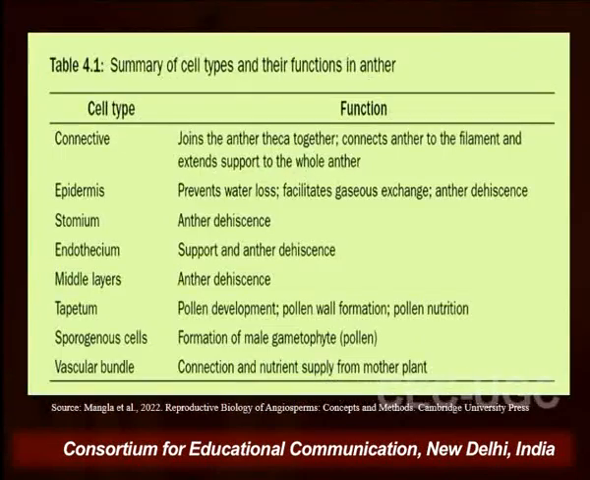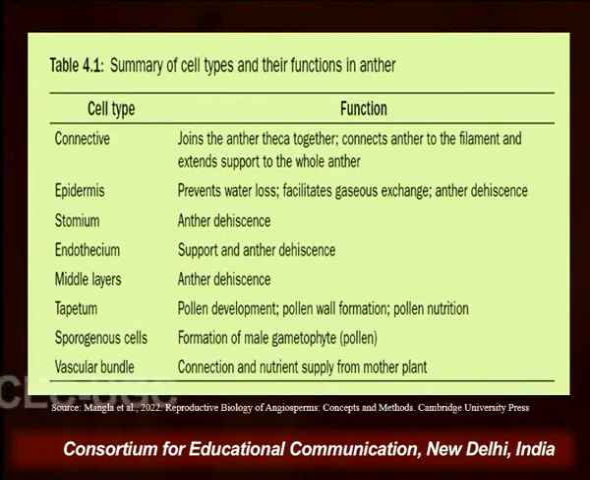Now, this is generally a summary of all the cell types which we come across in an anther. Like I just told you, connective is primarily joining the anther theca together, and it is also giving support to the anther. Epidermis is like our skin, which is the outermost layer. It prevents the loss of water, it facilitates the exchange of gases, and to some extent is also involved in the dehiscence of the anther. Then there is stomium, like I just told you a few minutes back. This stomium has a role in the dehiscence of anther.